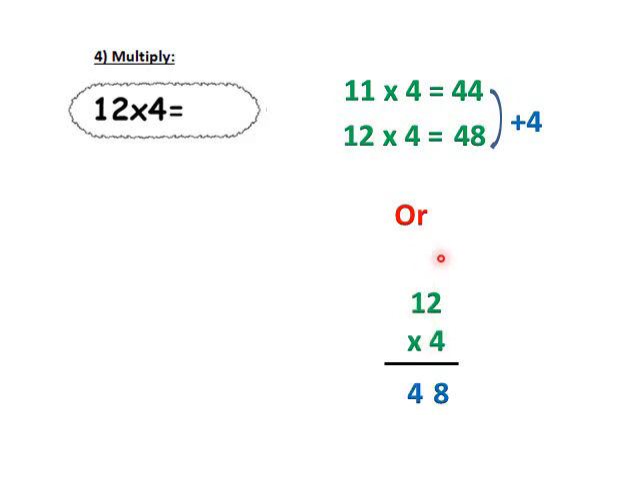Did you get the same answer? Yes, here it's 48 and here it's 48. So you can use either this way or this way. They give you the same answer.